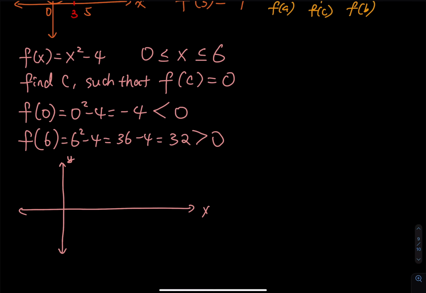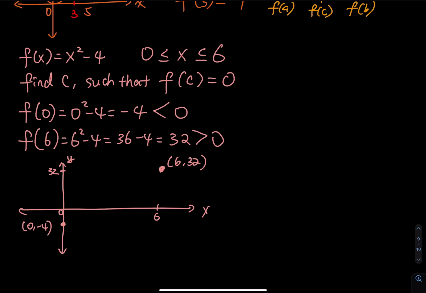That means we have a point below the x-axis, like right here. So we have 0, negative 4. This is below the x-axis, right? When x is equal to 6, y is equal to 32, so that is above the x-axis. This is 6 comma 32. Based on the intermediate value theorem, the function is continuous between 0 and 6, right? So looking at the parabola between 0 and 6, there is no vertical asymptote.